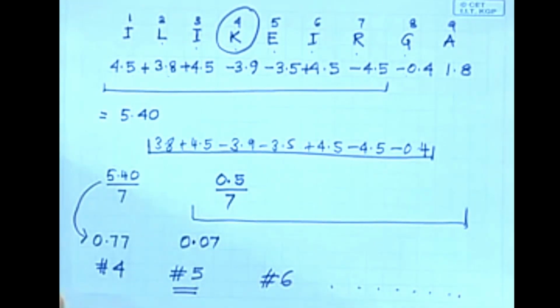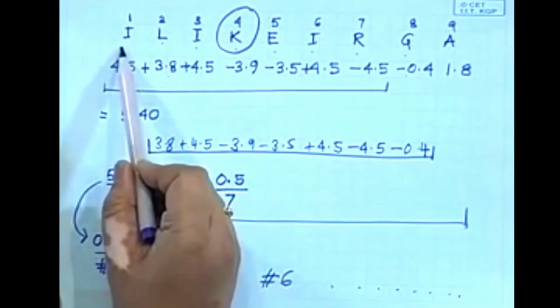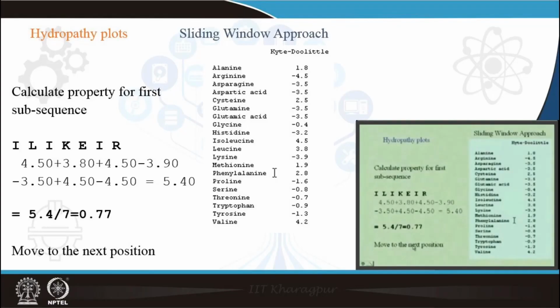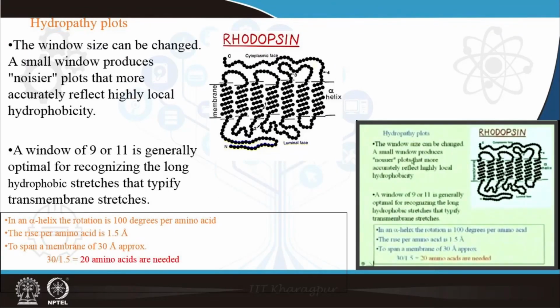Eventually what am I going to get? I am going to get values from leaving out the first 3 residues and the last 3 residues. I am going to get values for the average hydrophobicity for the set of amino acids that formed this particular window, right? Then what you can do is make a plot.